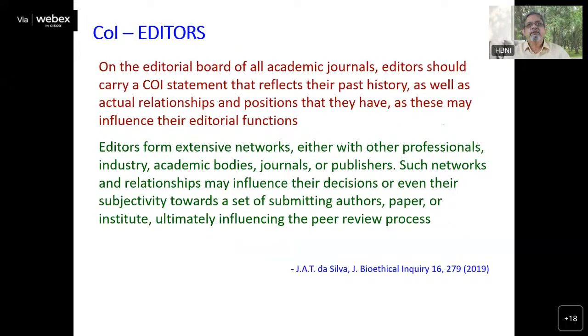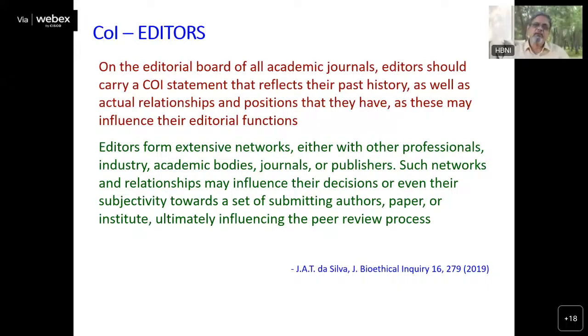So let's see how conflict of interest can actually affect editors of journals. When you have an editorial board of an academic journal, there could be several editors. Usually there is one chief editor and several other editors. These editors should carry a conflict of interest statement that reflects their past history, their actual relationships and the positions that they have, because they can influence the editorial functions. Why does this happen? Because most of the editors of scientific journals happen to be scientists themselves.